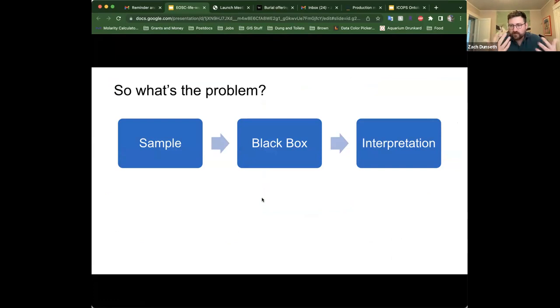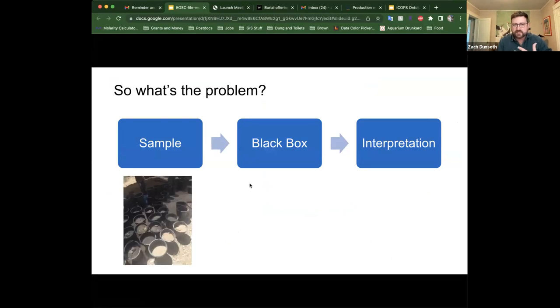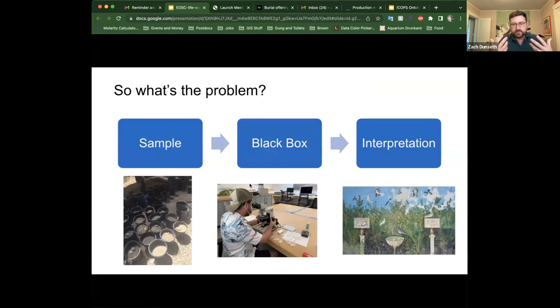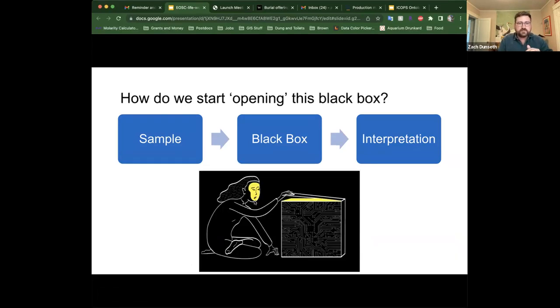All of us who are familiar with phytoliths know that we have this kind of black box problem. We have some samples, we have some kind of analyses, which we don't often explain very well, and we have interpretation. There are many points in this process where problems can occur, especially in how we're communicating our information and our data sets. This is one of the things that ontologies can help us with.